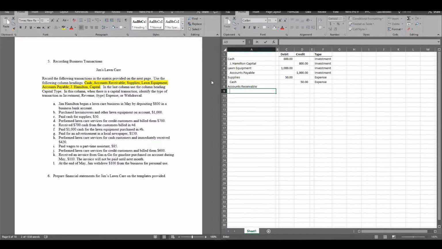And we have lawn care services, right? So we don't have a revenue account that is listed here. We use the following column headings: cash, accounts receivable, supplies, lawn equipment, accounts payable, and J Hamilton Capital. So ordinarily what we would use is lawn services revenue or just revenue. So we're going to use a revenue account for now, and we'll talk about where that account's going to go a little bit later when we get through these entries. But we billed $700, and this is revenue.